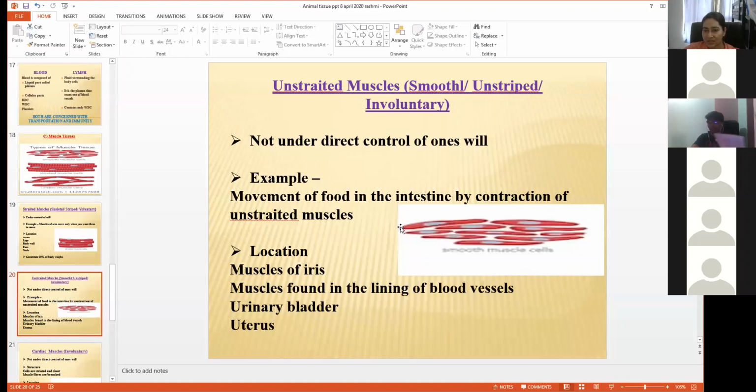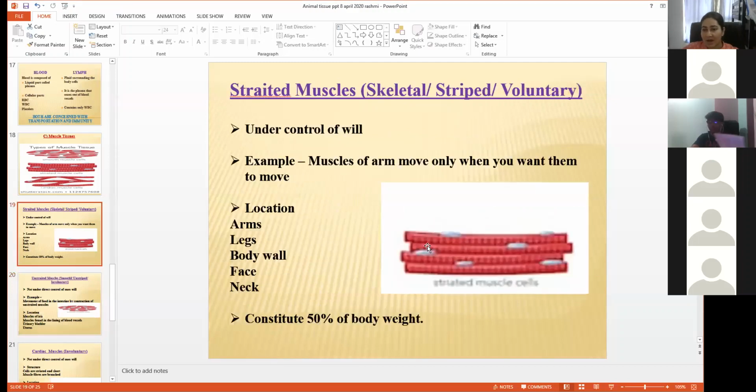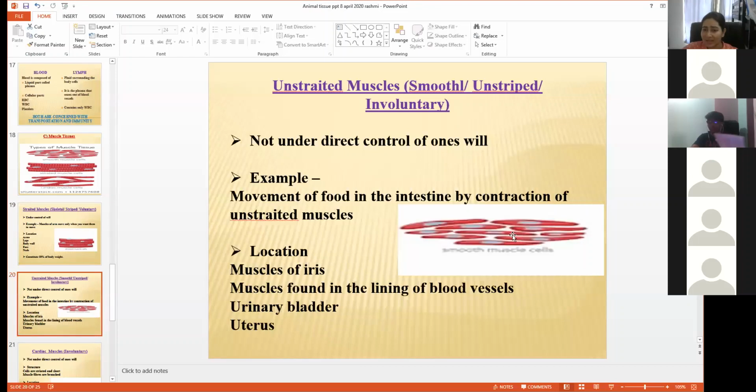Now, students, these are elongated and they look like spindles. Each cell has one nucleus. That means it is uninucleated. However, as compared to this, in striated muscle there are many nuclei in one cell. In this, each cell has only one nucleus. That means it is uninucleated.